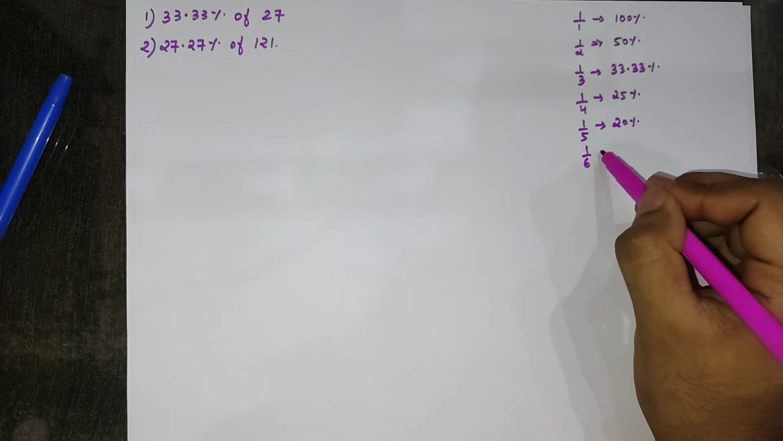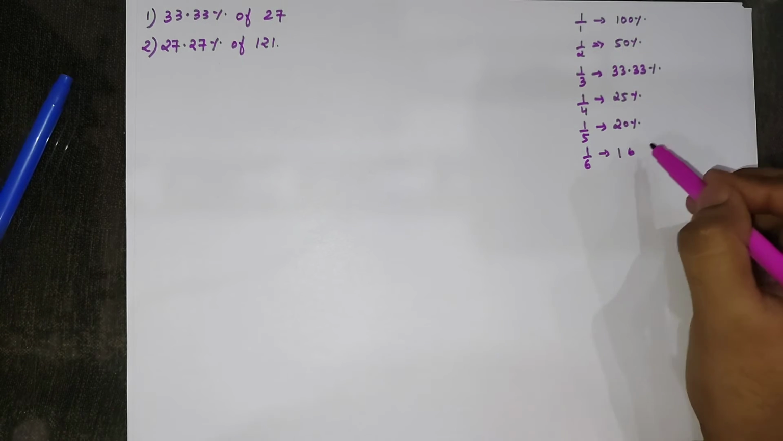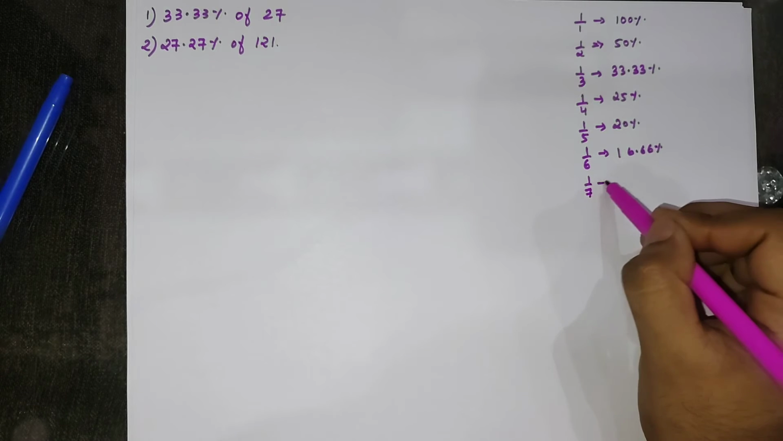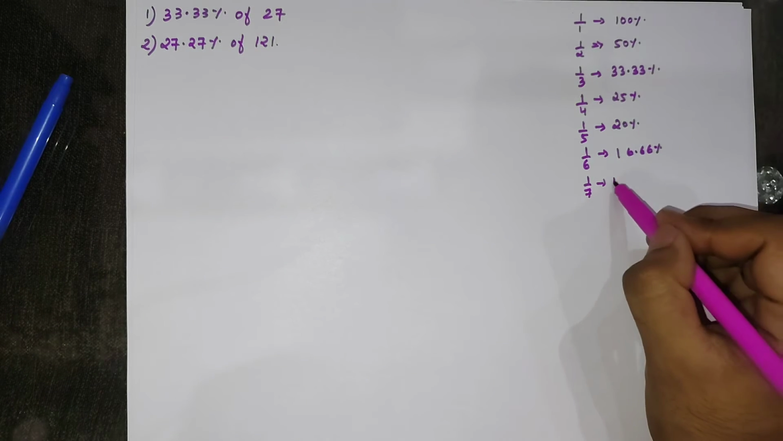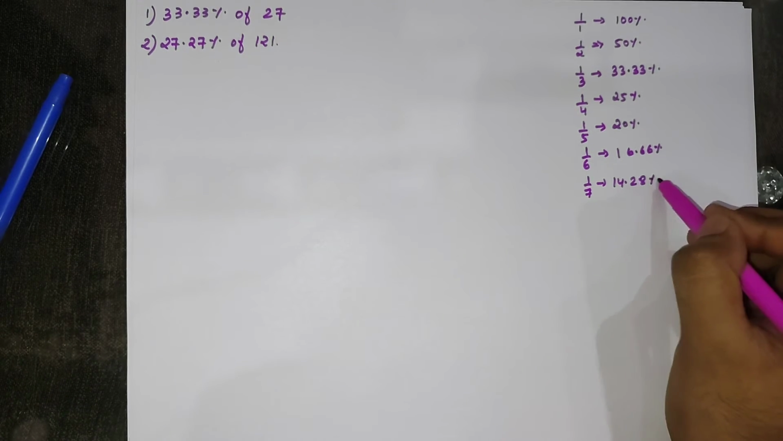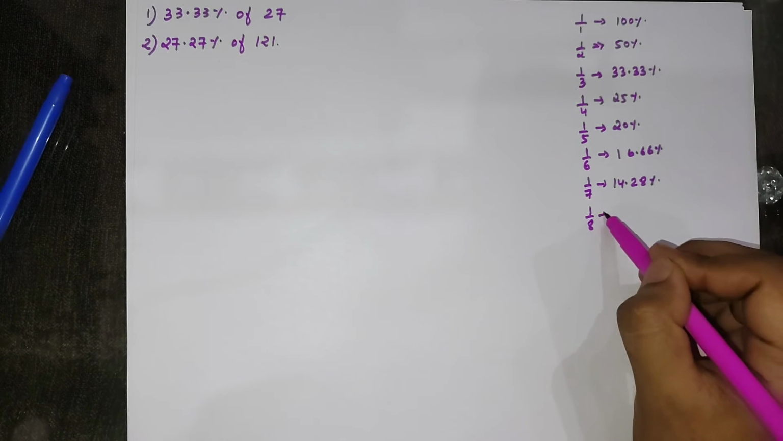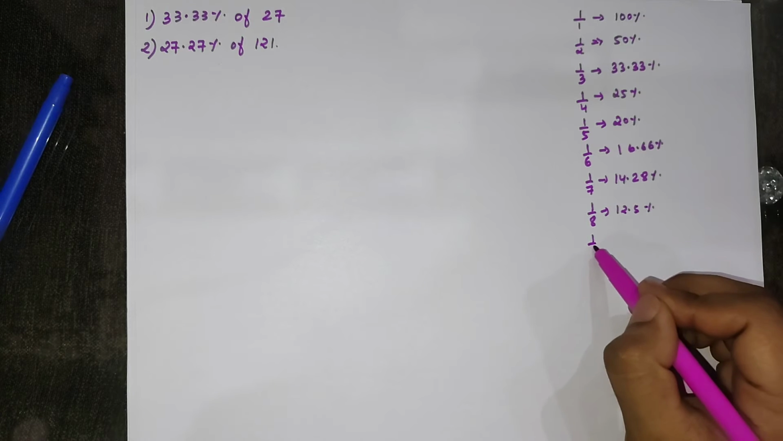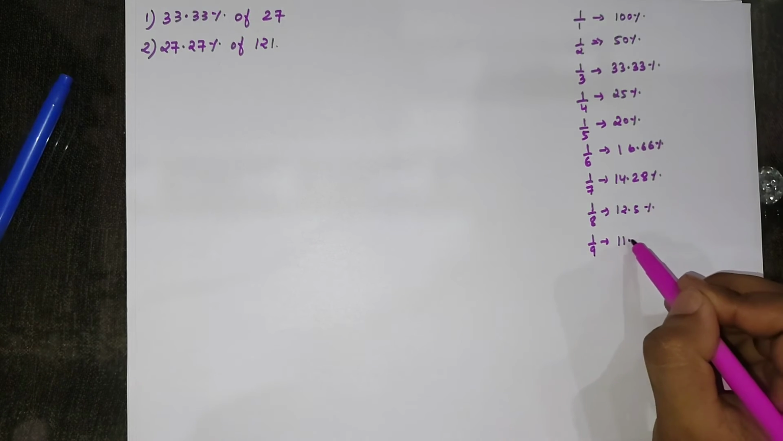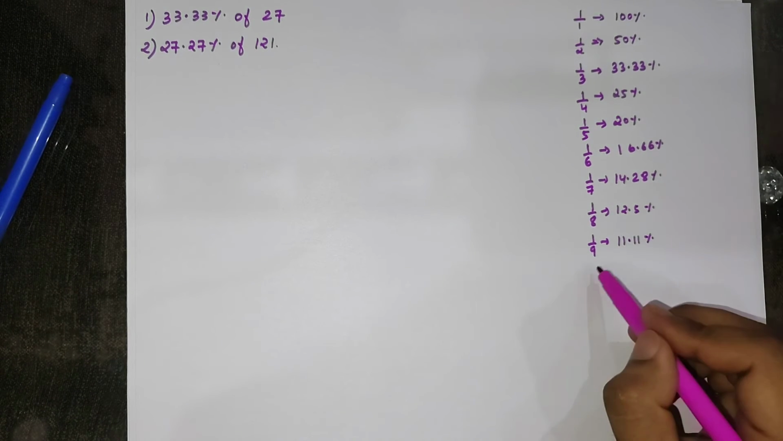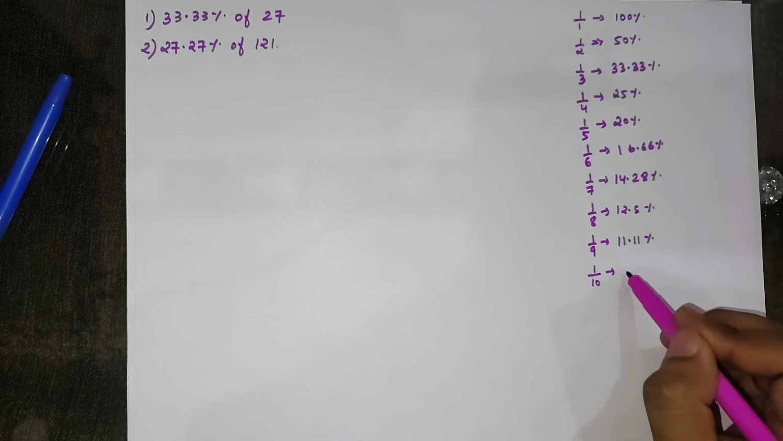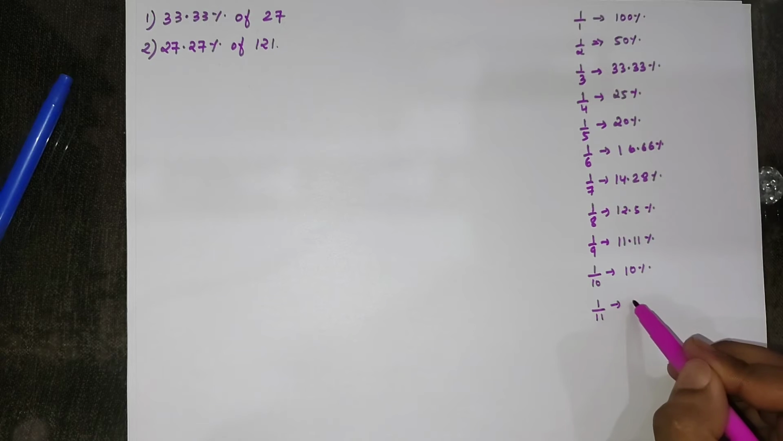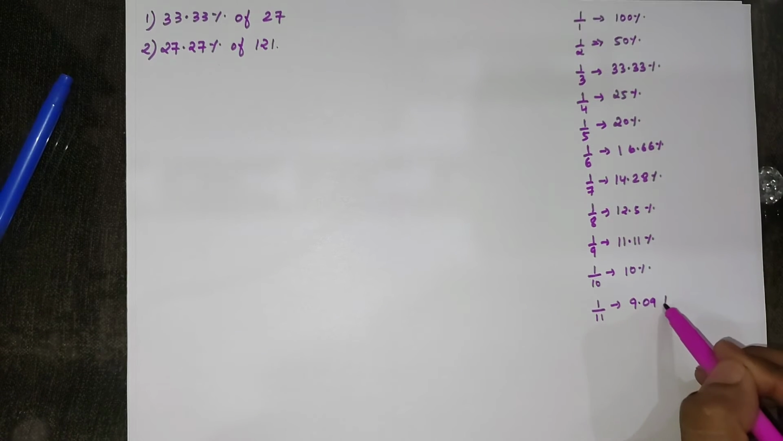1 by 6 is written as 16.66%. 1 by 7 is written as 14.28%. 1 by 8 is written as 12.5%. 1 by 9 is written as 11.11%. 1 by 10 is written as 10%. 1 by 11 is written as 9.09%.